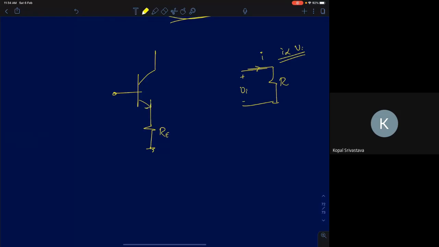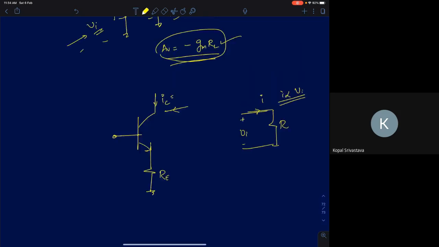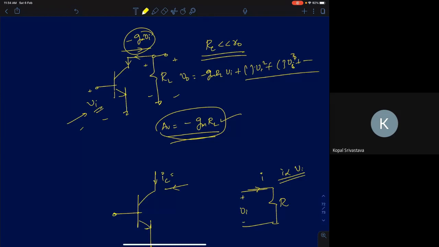Now, if I can somehow make the collector current... right now the collector current depends on the BJT. In the previous case the collector current was GM times VI, and GM is a device-dependent parameter. It depends on the BJT. The voltage gain also happens to be GM times RL, transconductance times RL. When you fabricate a BJT, the numbers might change from one BJT to another.